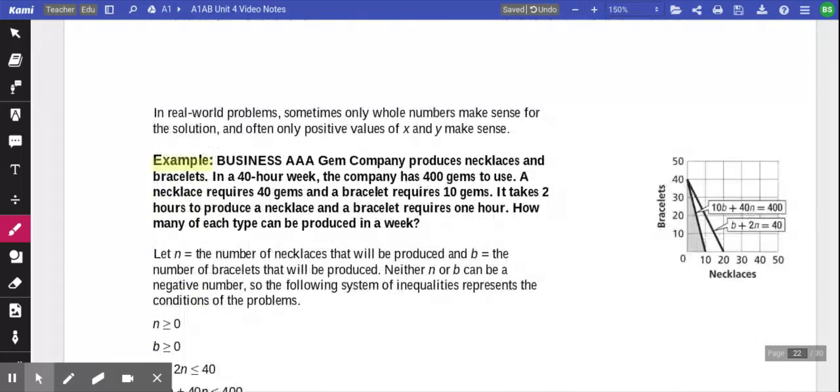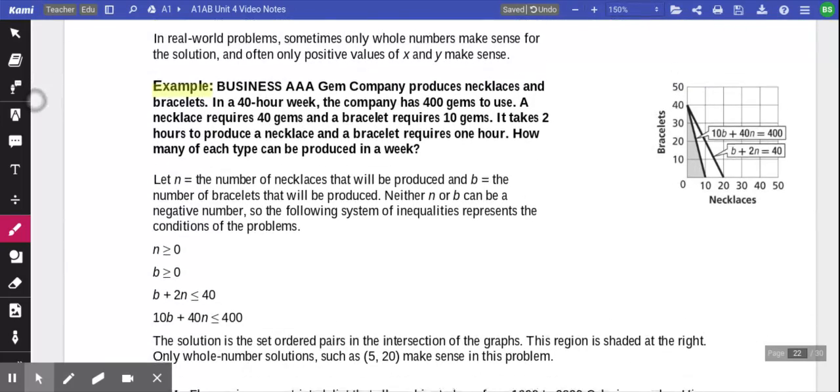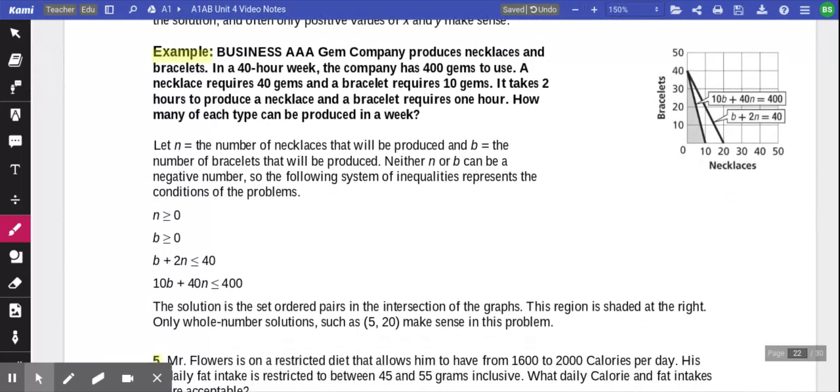Great. Let's take a look at a few example problems from real world things. All right. We have an example that's walked through here: a gem company produces necklaces and bracelets in a 40-hour week. The company has 400 gems to use. A necklace requires 40 gems and a bracelet requires 10 gems.